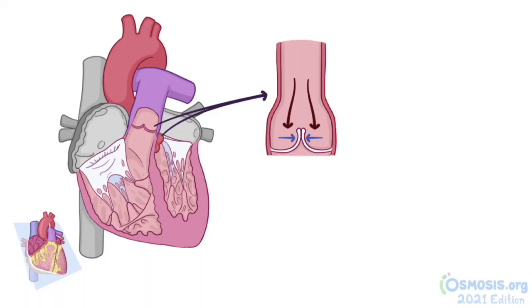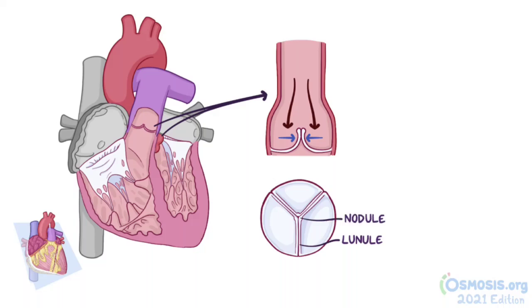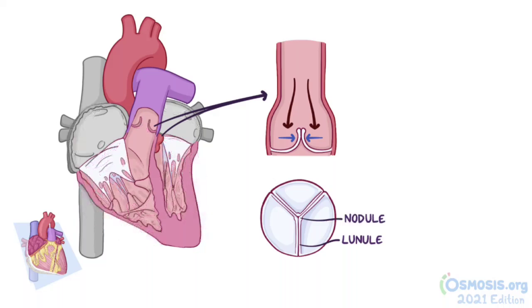The cusps' edges come together to close the semilunar valves and support each other as their edges meet to prevent backflow. The edge of each cusp is thickened where they meet, forming the lunule, and at the apex of the angulated free edge, they form the nodule. During ventricular contraction, the semilunar valves open as they are pressed towards the walls of the pulmonary trunk and aorta.